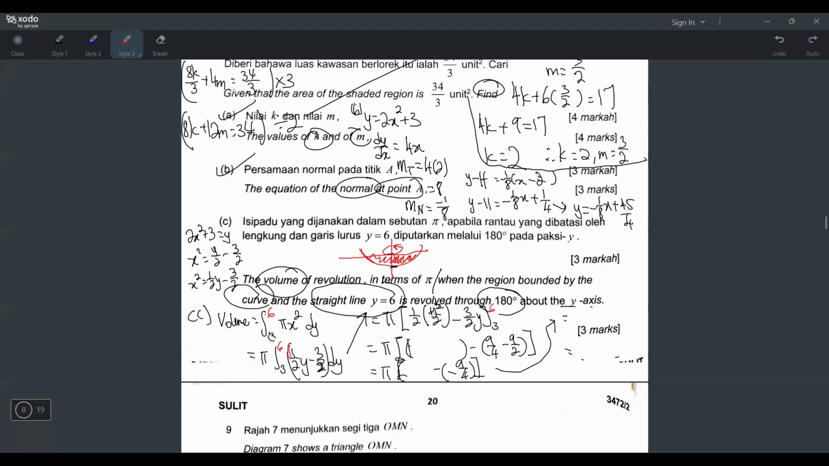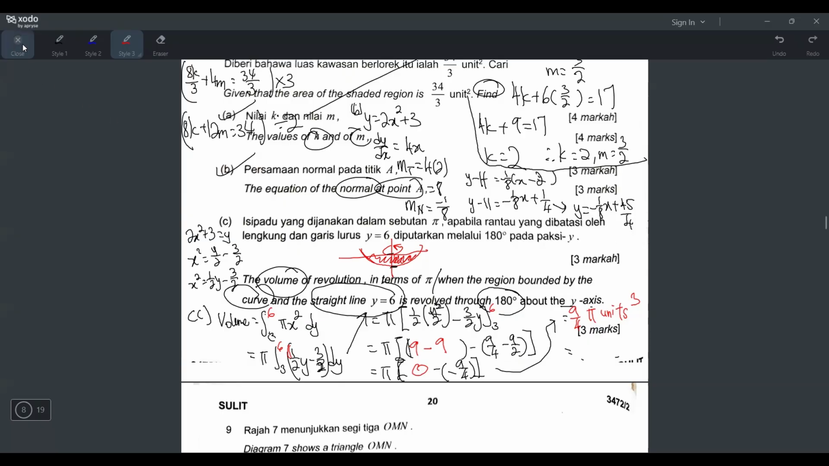So when you substitute 6, it becomes 6 square, which is 36, divided by 4, which is 9, minus 3 over 2 times 6, which is 18 divided by 2, 9. And 9 minus 9 is 0, right? So you end up with 0 plus 9 over 4, which is 9 over 4 pi. And then you just write units cube. Okay, so that's the answer.